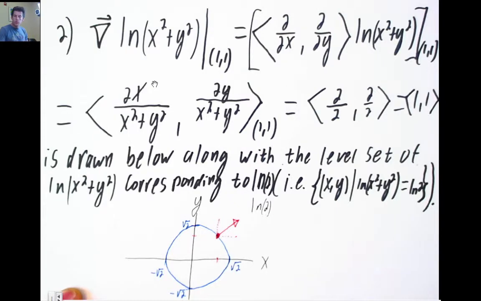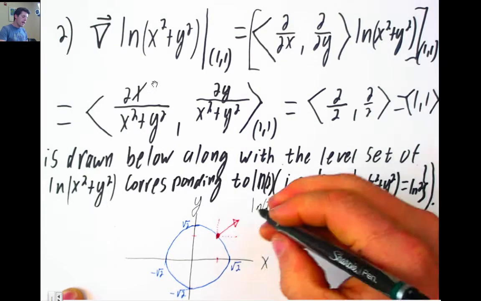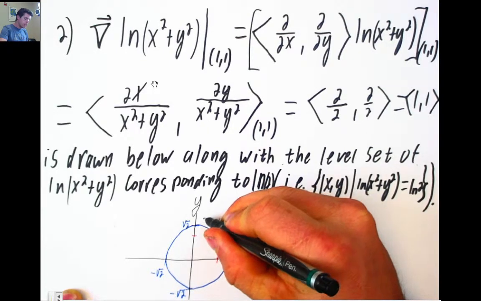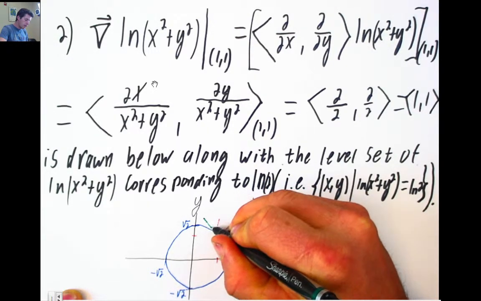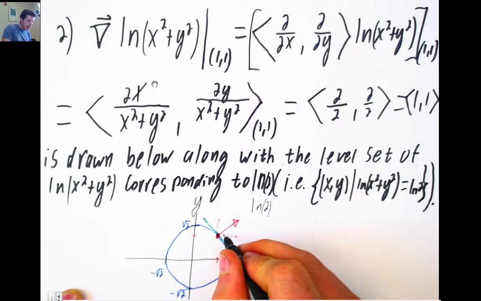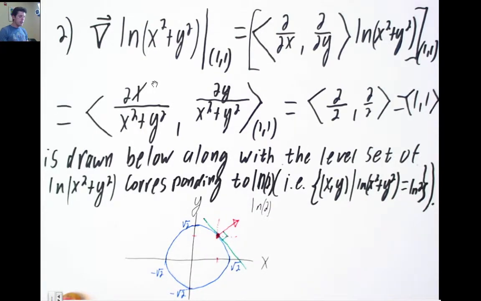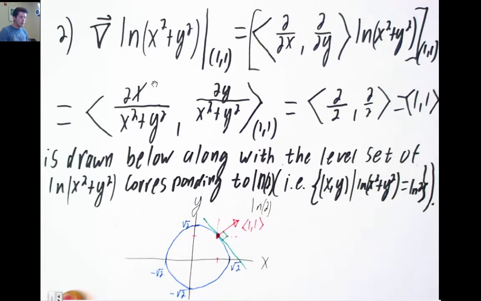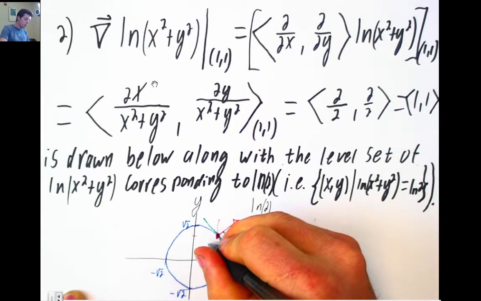And as usual, that is orthogonal to, or normal to, the level set. Let me draw here a green line that is tangent to the level set and say that we have a 90-degree angle between the red vector, 1, 1, and the tangent vector to the circle at this point, the point being, all right, 1, 1.